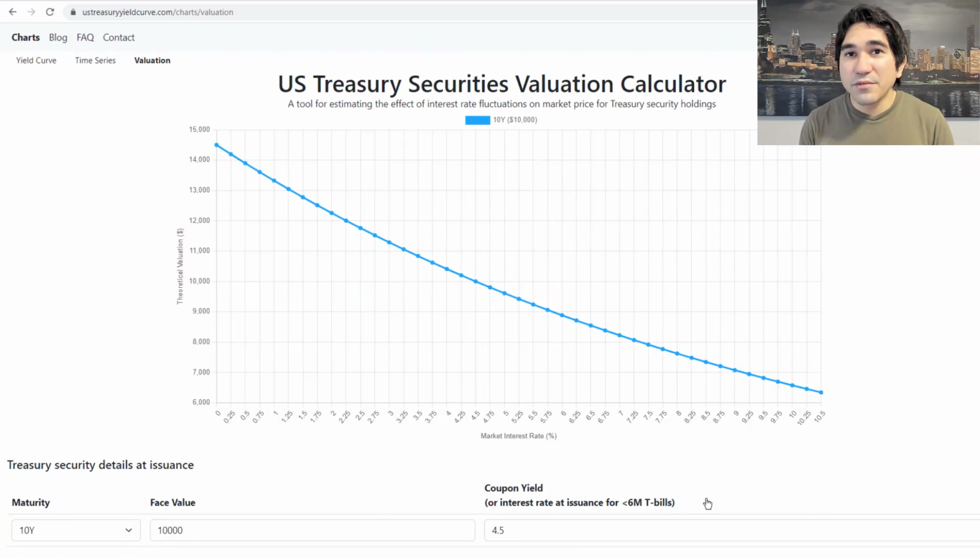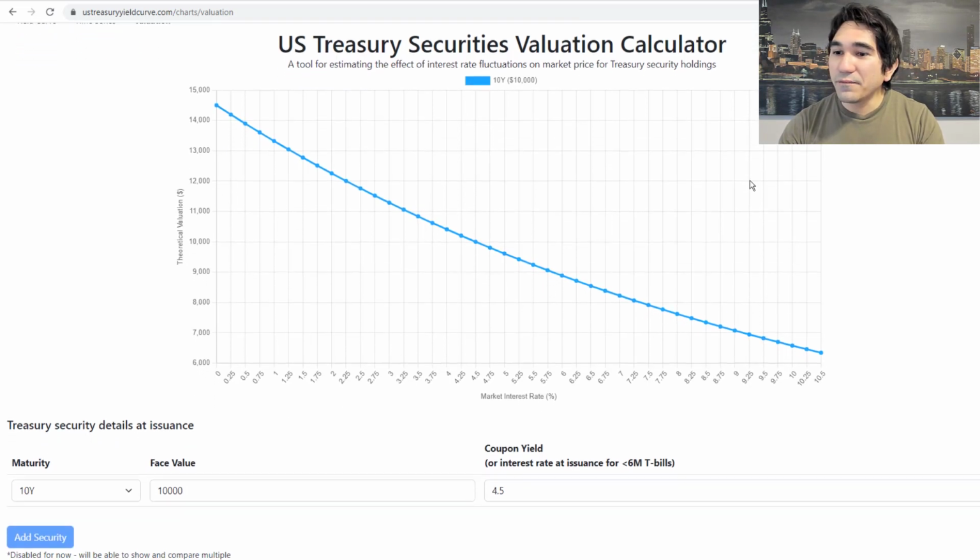Hey everybody, welcome back. In today's episode, I'm going to tell you how I'm using ChatGPT to help me write code. I used it to help me write this U.S. Treasury Securities valuation calculator, which is available on my website, ustreasuryyieldcurve.com.